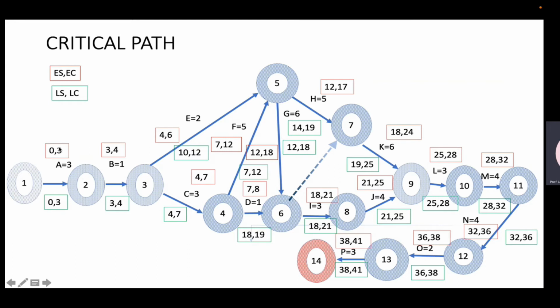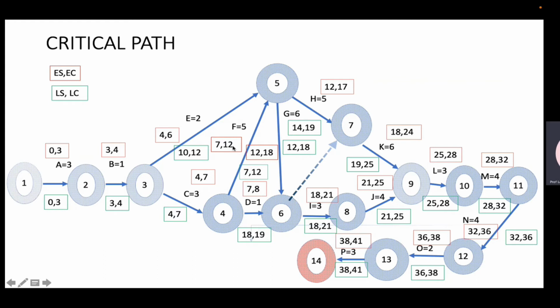That is this 3 and 3. And if the earliest completion and latest completion are the same, then this becomes one critical activity. Come here, 4 and 4, this is also a critical activity. Come here, 7 and 7, this is a critical activity. Come here, you get 6 and 12. This is not a critical activity. E is not a critical activity. Then come here, T has got 8 and 19. This is not a critical activity.